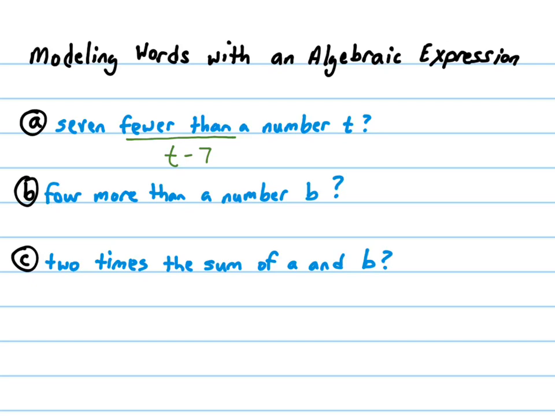B, 4 more than a number b, means there's more than 4 of the b, or increasing b by 4, so we've got b plus 4.